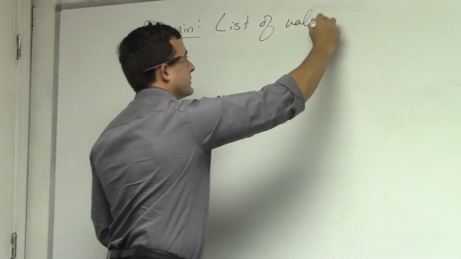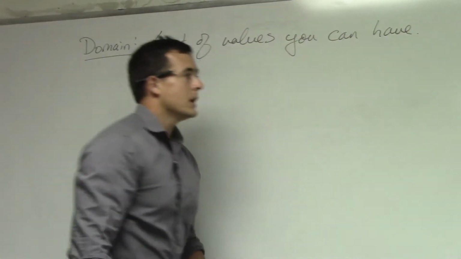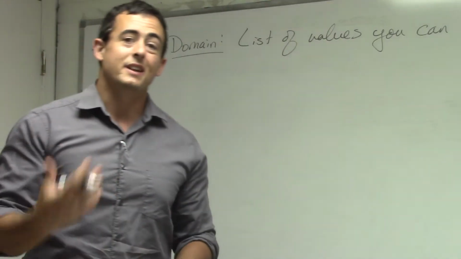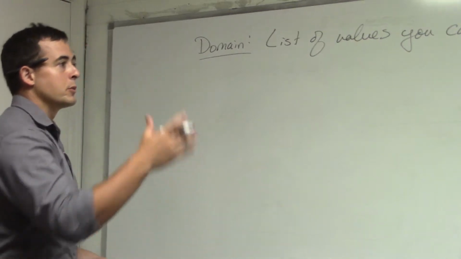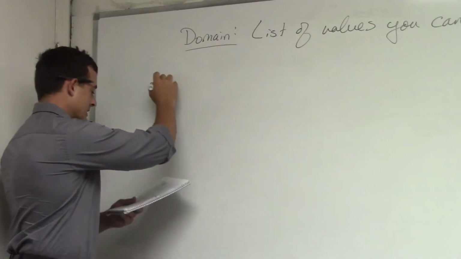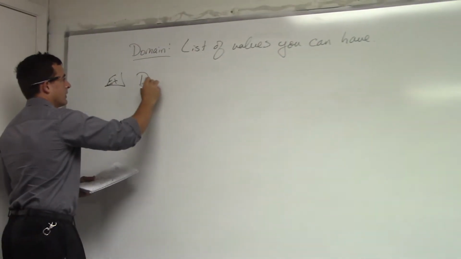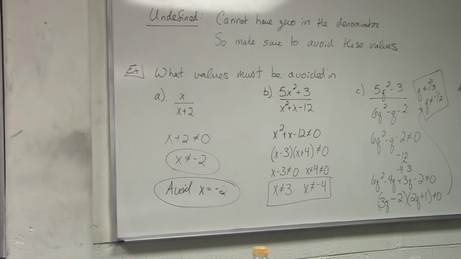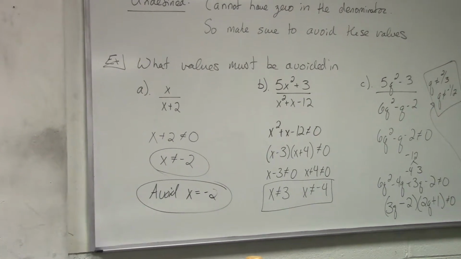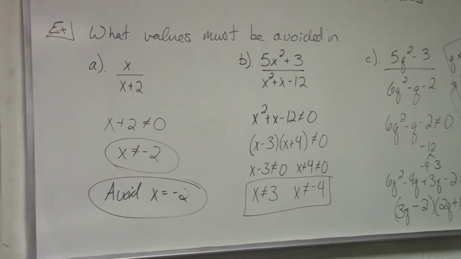The list of values that you can have. To get this, you have to start by finding the values you cannot have. And then you just take those out, you make a list of everything that's left over. So I'm going to go through parts A, B, C, and D again, except this time I'm going to be listing the domain for each one. So the domain of part A. Well, if you remember, we said that it could not be -2, but that means that everything else is going to be fine. We haven't talked about interval notation, which is how we're actually going to be listing this out.